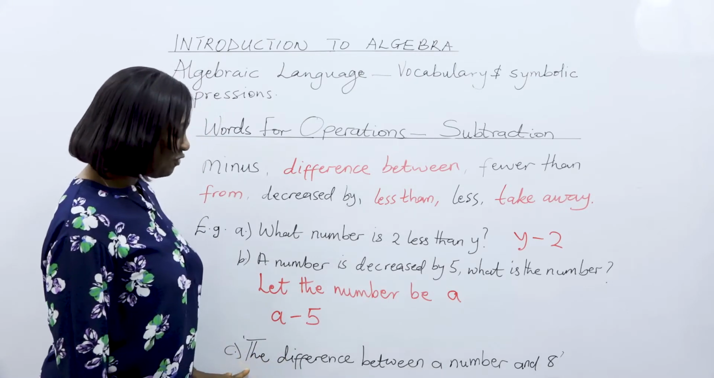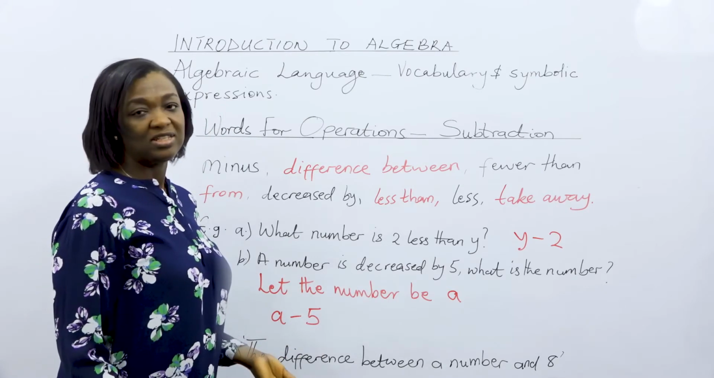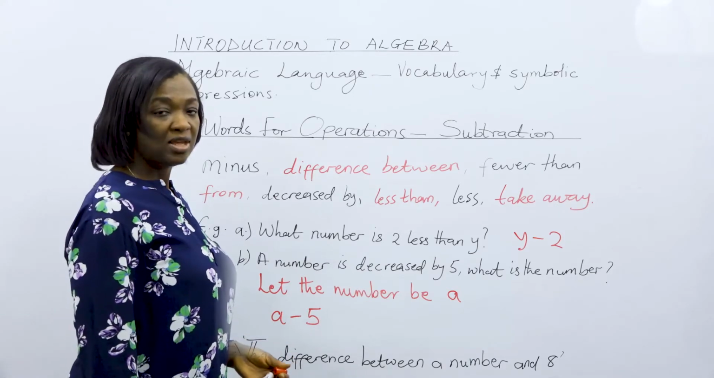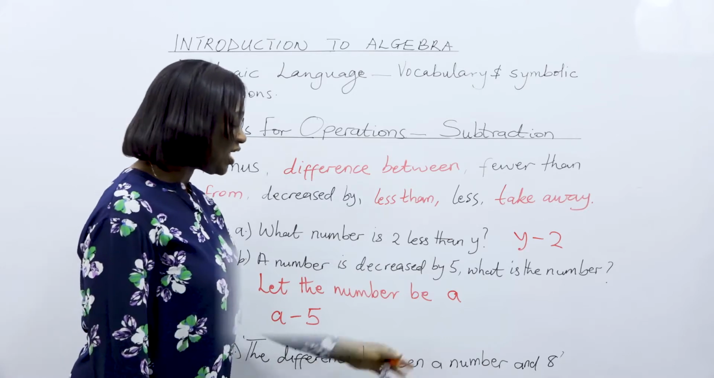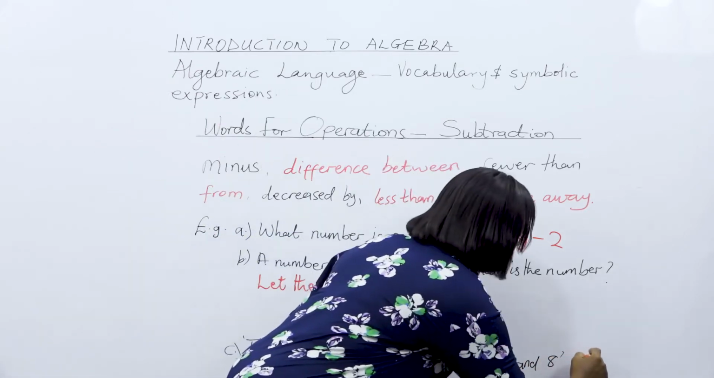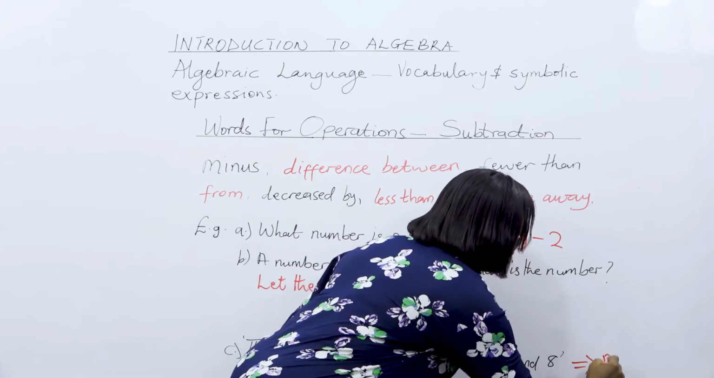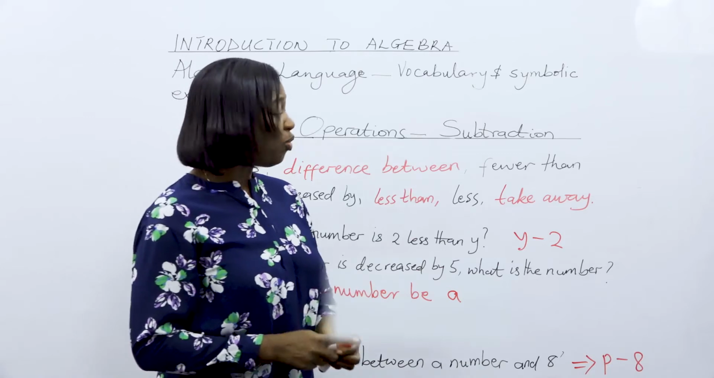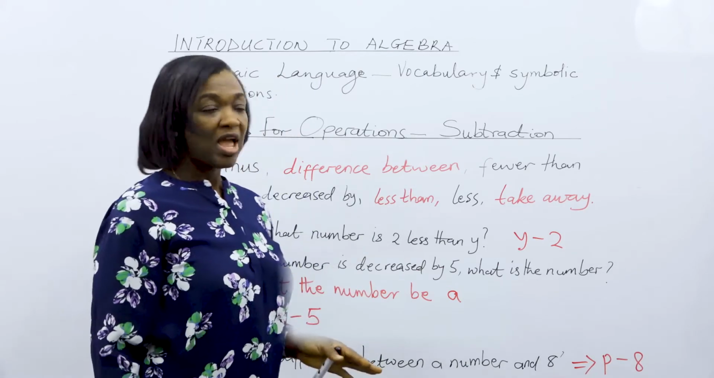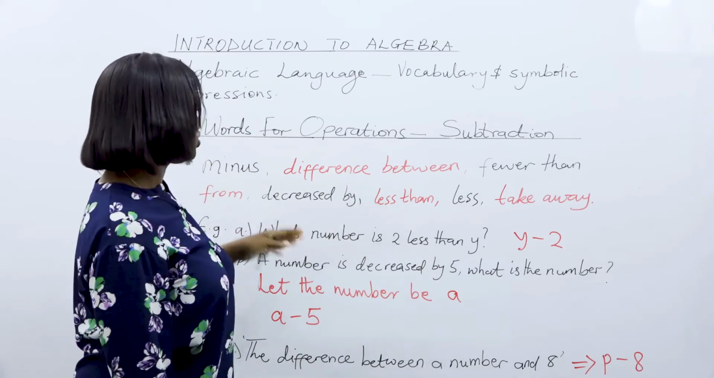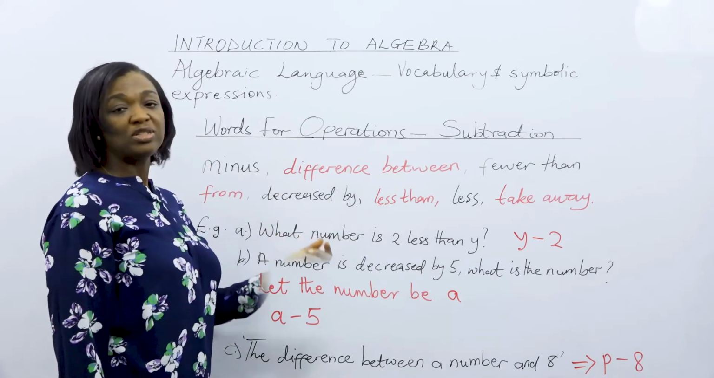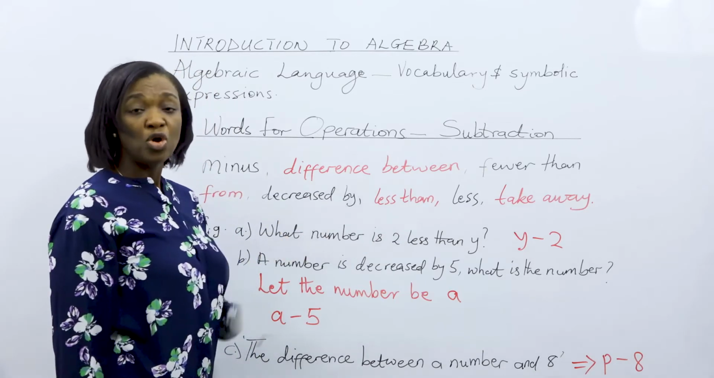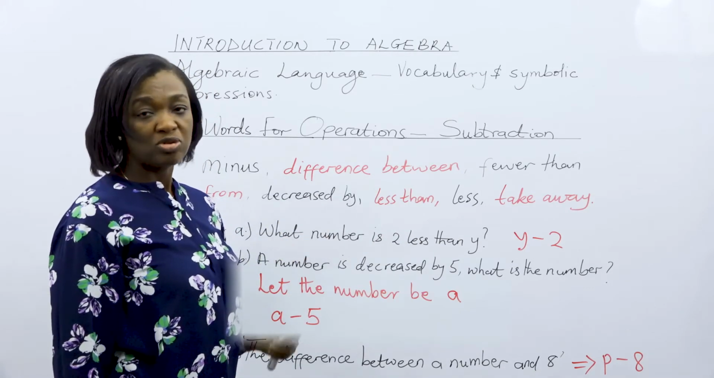Thirdly, the difference between a number and 8. So let that number this time be P. So the difference between P and 8 will be P minus 8. So it's important to know what operation to use. And when you see these various words, difference between, decrease by, less than, less, take away, fewer than, and so on, you know that you are supposed to subtract.